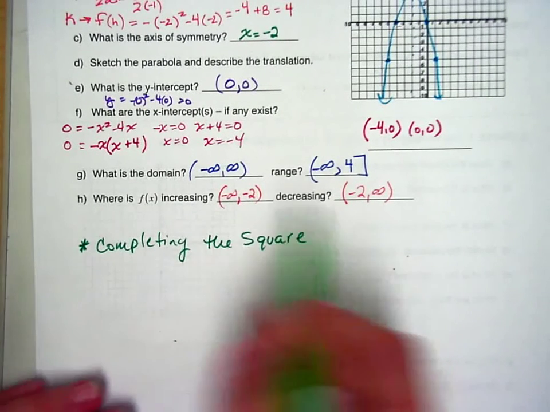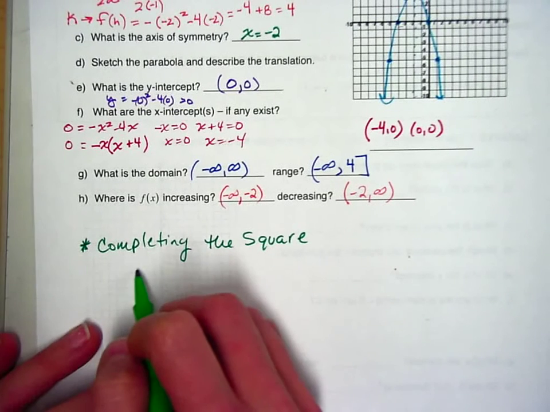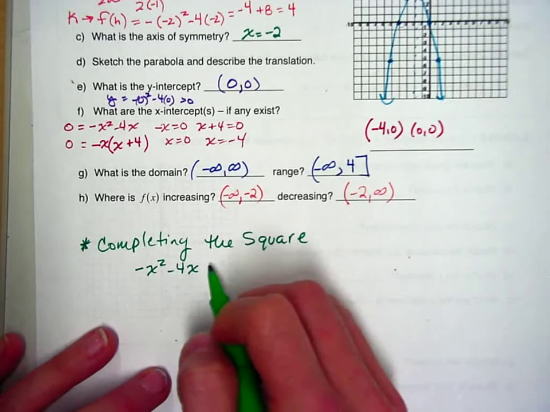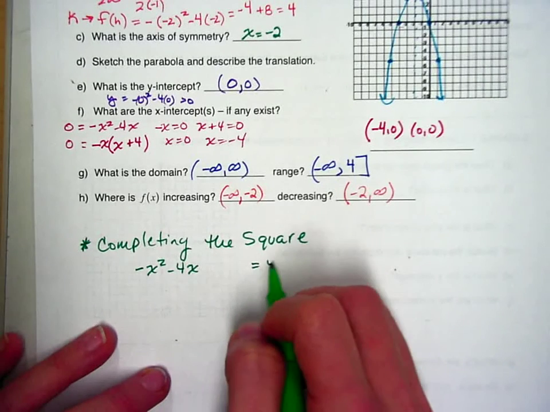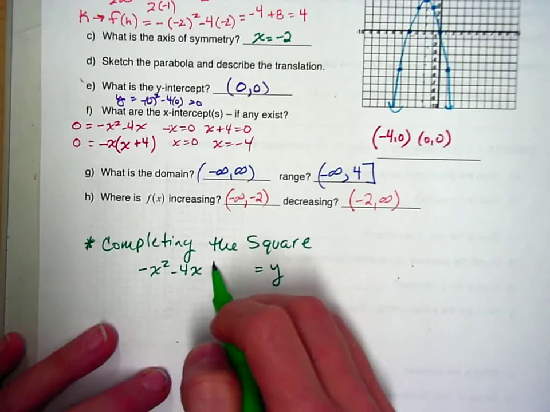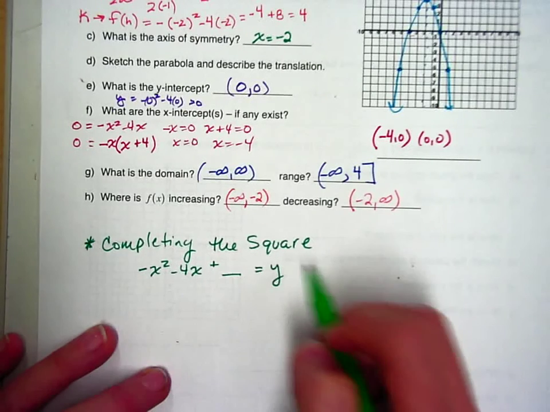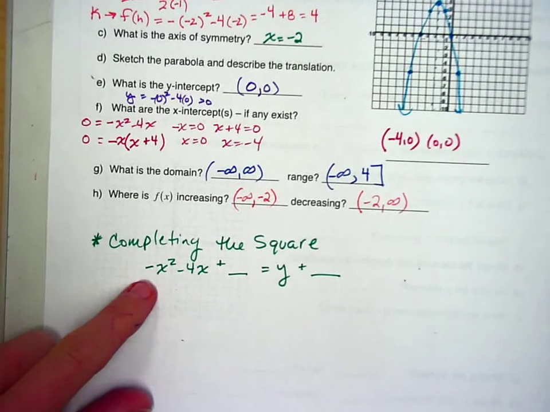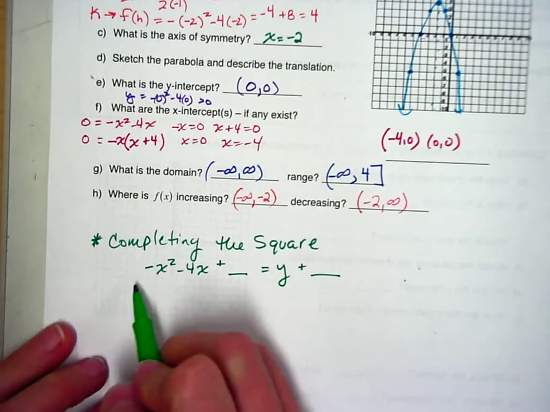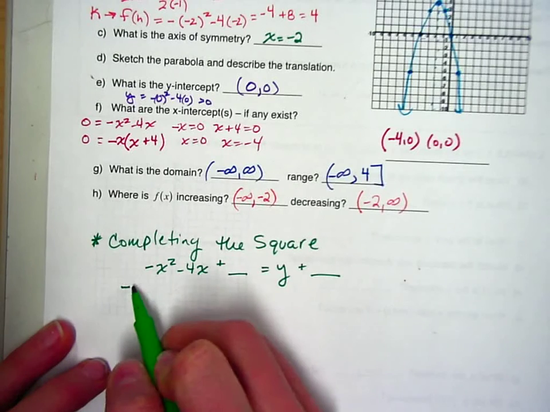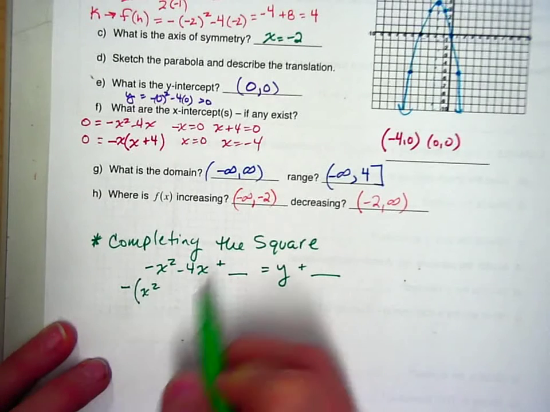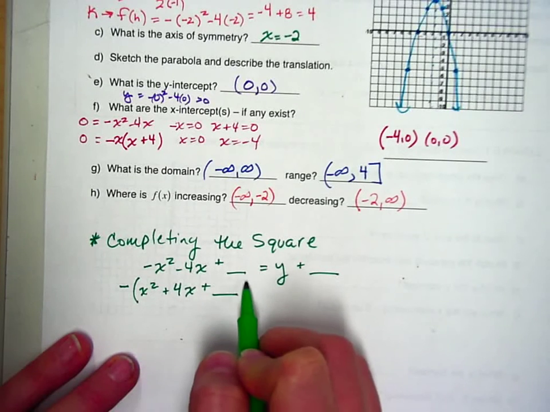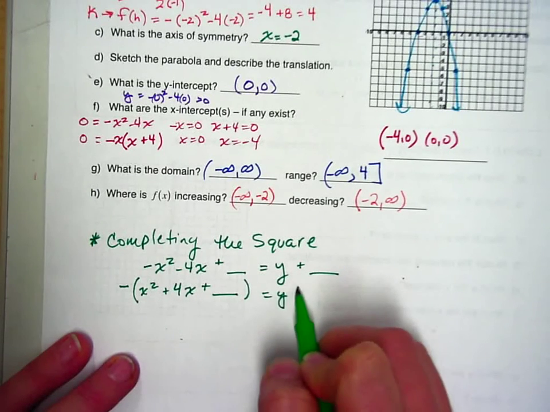All right, so we have negative x squared minus 4x equals y. I'm going to have to eventually add something to both sides. Anytime we have a leading coefficient other than 1, we're going to factor that out. So I'm going to pull out this negative 1, and we get x squared plus 4x plus some number that I don't know yet, equals y plus that same number.